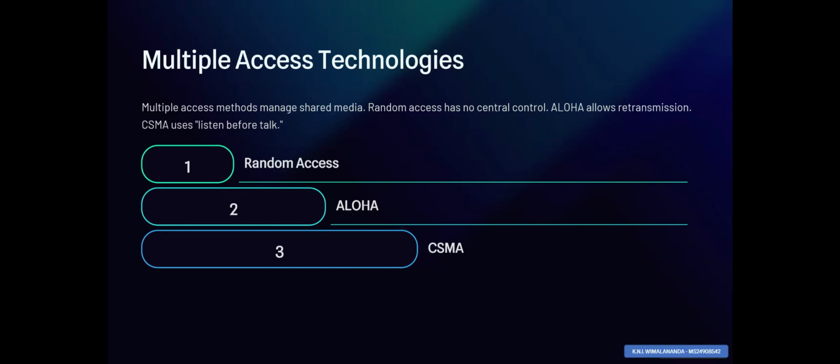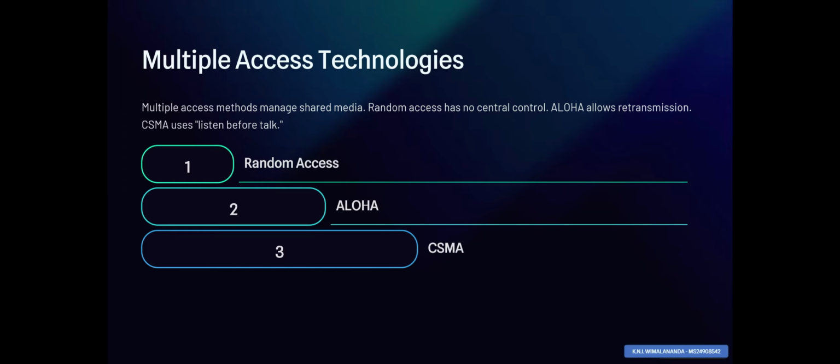So let's move on to multiple access technologies. So when multiple users share a communication medium, we need protocols to manage access and prevent chaos. Random access or contention-based methods allow stations to transmit whenever they have data, but this can lead to collisions.